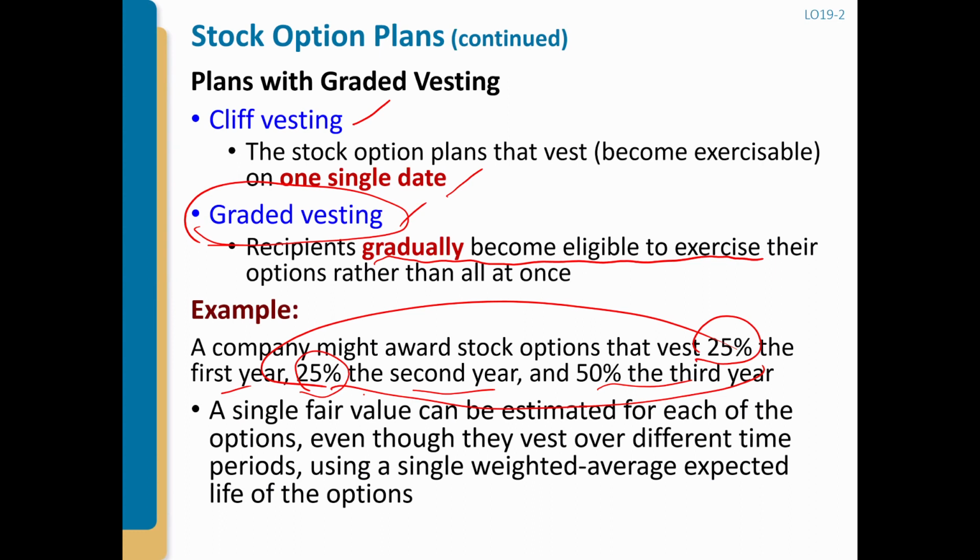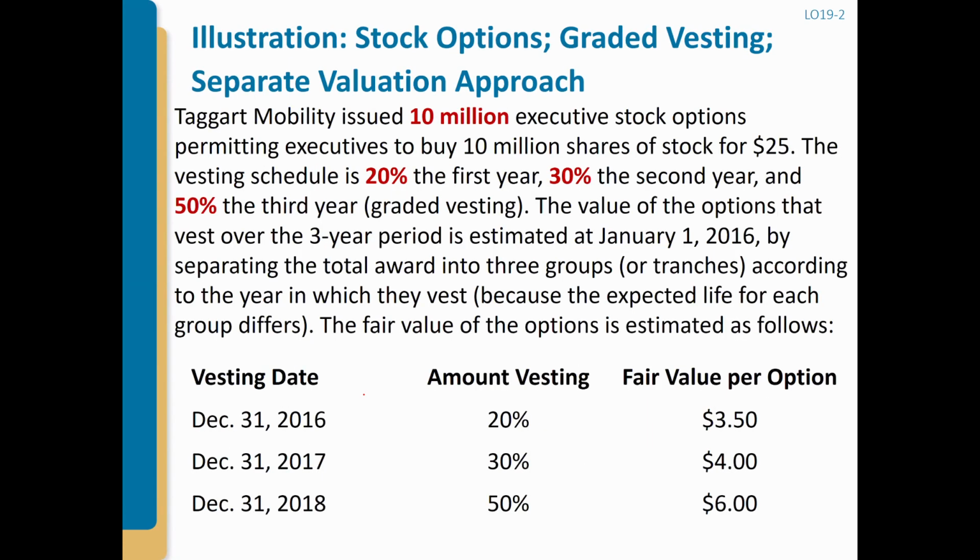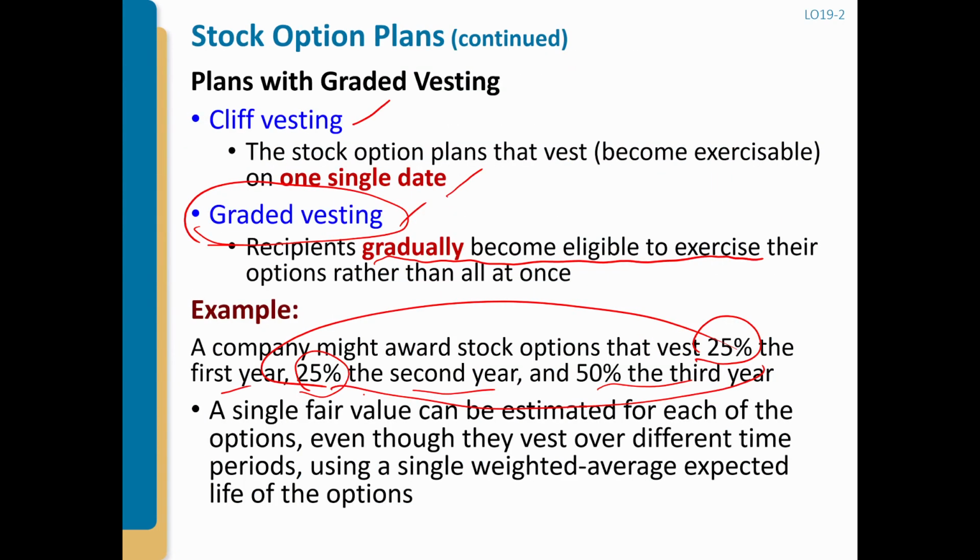But the more popular method is what? We actually separate those three: 25% of those stock options, the first 25, the second 25, and then 50. So we separate into three different options. Then we estimate the fair value for each option, and then we combine them together. So that will be the example.